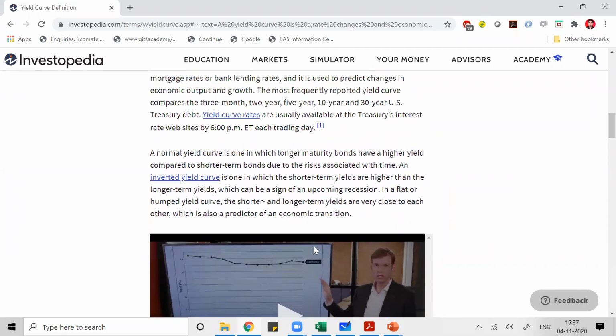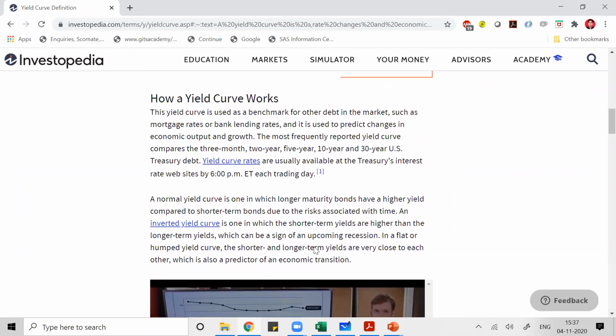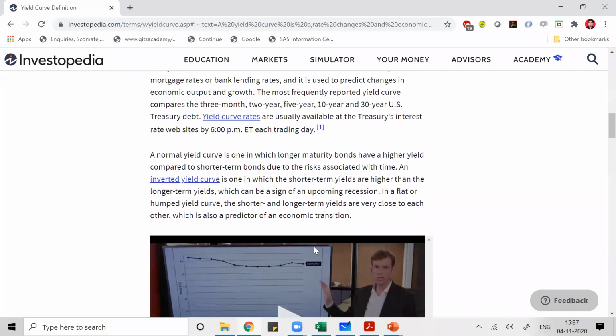Okay, so basically, the yield curve is used as a benchmark for other debts in the market, such as mortgage rates or the bank lending rate, and it is used to predict changes in economic output and growth. The most frequently reported yield curve compares the 3 month, 2 year, 5 year, 10 year, and 30 year US Treasury debt yield curve rates, which are usually available on the website.